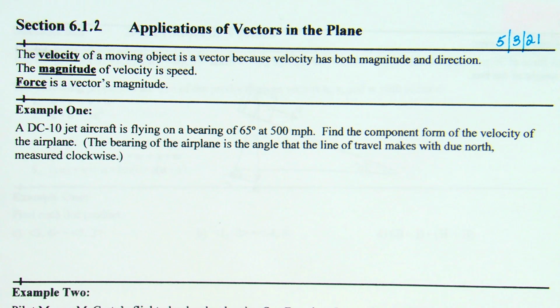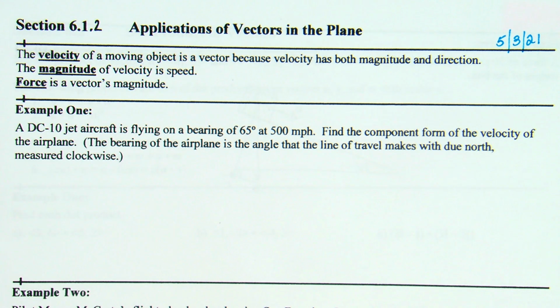So here you'll notice the magnitude of velocity is speed. So when we talk about the magnitude of a vector in relation to velocity, we're talking about speed, okay? And then force. Force is a vector's magnitude.